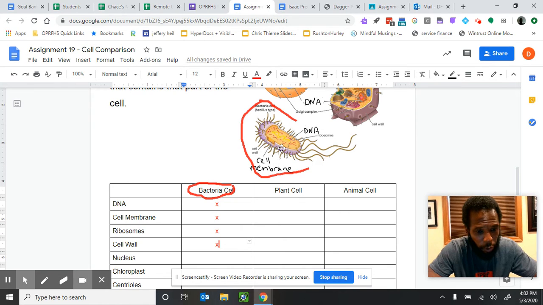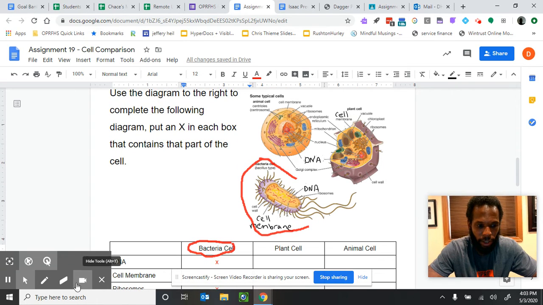Nope, no nucleus. Now I'll give you a hint here. This is it for the bacteria cell. It's very simple, it's very basic, does not have a lot of cell parts to it. This column is done. Let's go to the plant cell next. Let me erase this.